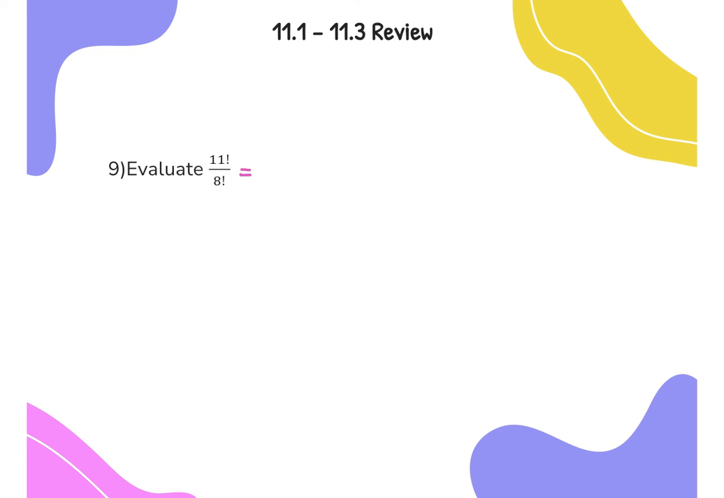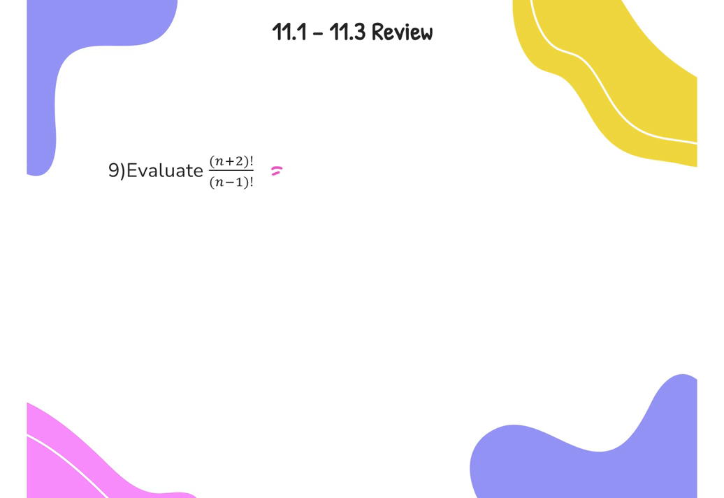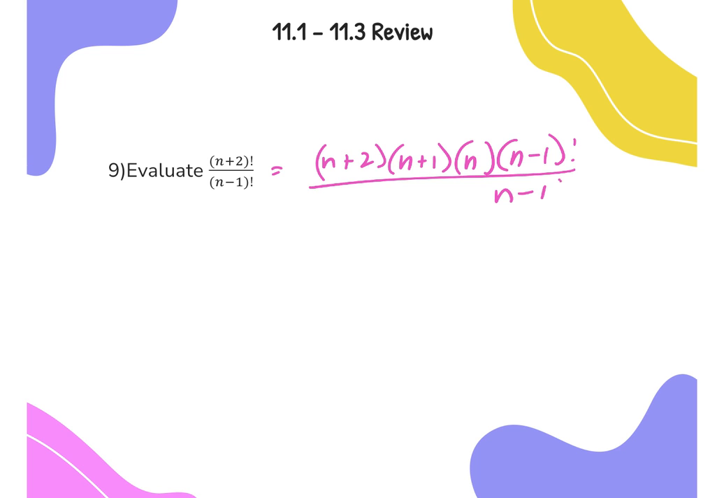All right, 9, this is your factorial. Remember I said break it down from the larger till it hits the smaller. So 11 times 10 times 9 times 8 factorial over 8 factorial. These cancel, and then I just do 10 times 11 times 9, which is 990. So should you go back to number 1, what's bigger, n plus 2 or n minus 1? n plus 2, so I do n plus 2 times n plus 1 times n minus 1 factorial. So you break it down until it hits that n minus 1 factorial, and then these cancel out.